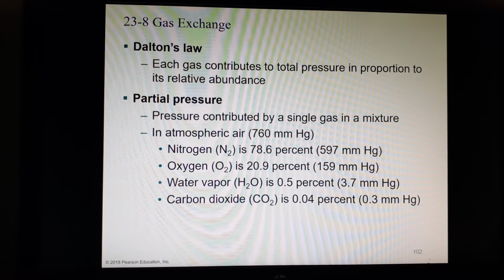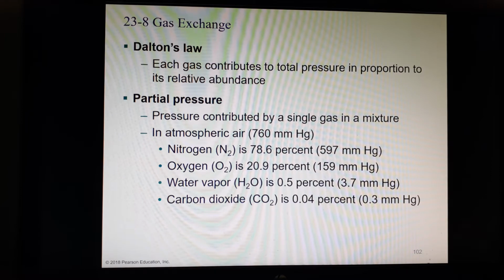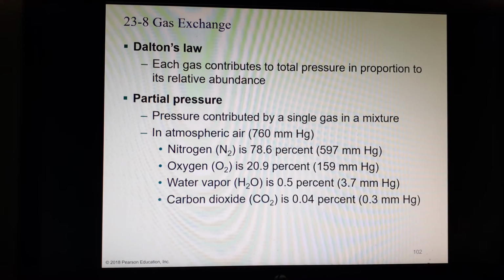For example, let's just make up a number. Let's say that oxygen makes up 75% of the air that's around us. Now, it's nowhere near that, but let's just say it did. Then it would also contribute 75% of the pressure.